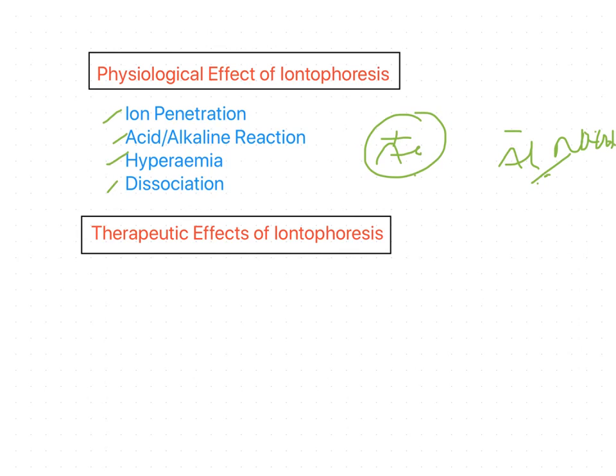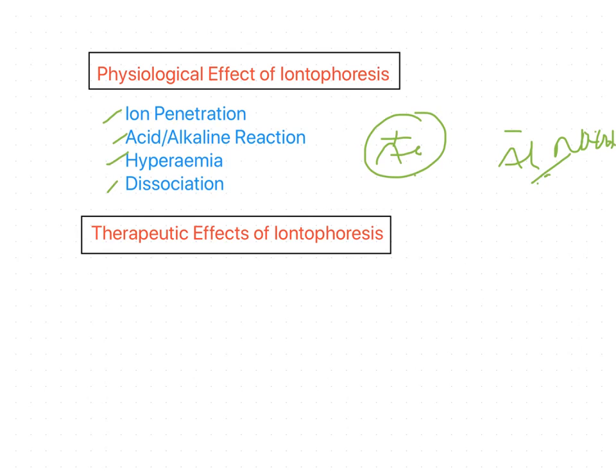The anode and cathode both produce hyperemia due to vasodilatation as a result of heat production in accordance with Joule's law. In most instances, the reddening of the skin under both electrodes disappears within 1 hour of the treatment. The cathodal hyperemia is generally more pronounced and lasts a little longer than that of the anodal one. So this is about the hyperemia.